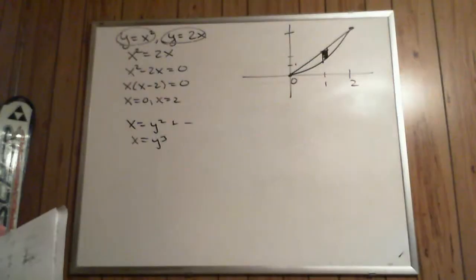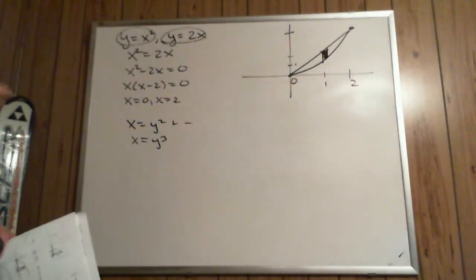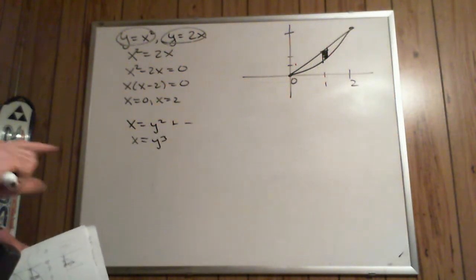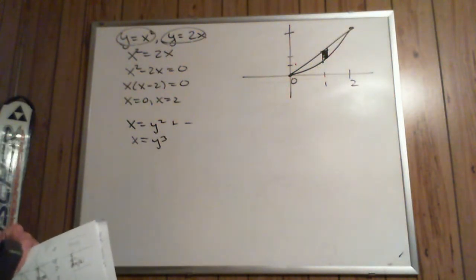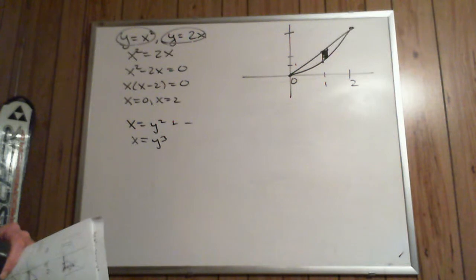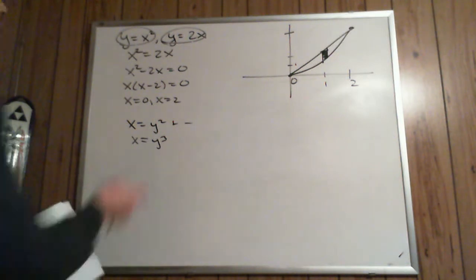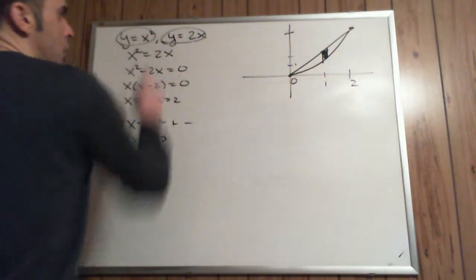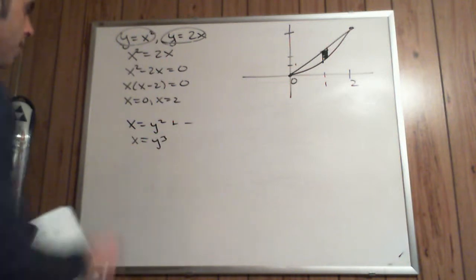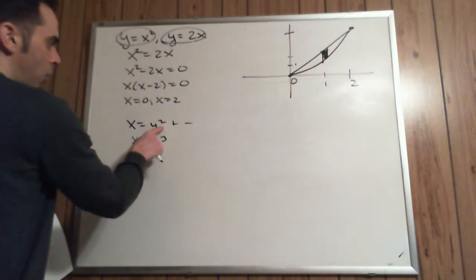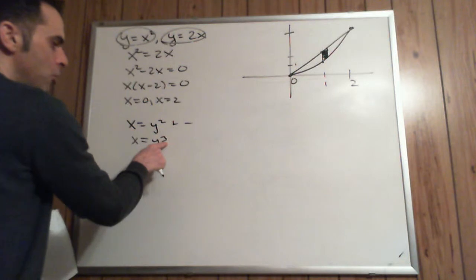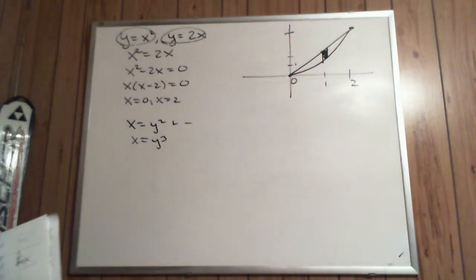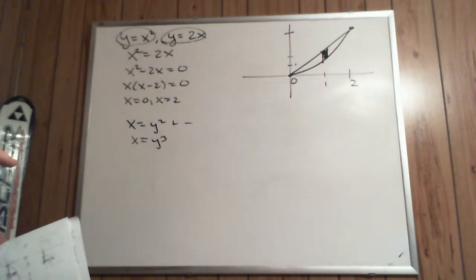You always have a choice of how you want to draw the rectangle initially in that area. In that inscribed area, you can either draw it horizontally or vertically. One way will always be easier than the other. So how do you know? When they're solved for y already, draw it vertically. If they're solved for x and you got y squareds or y cubes or the square roots of y, then you would draw it horizontally.